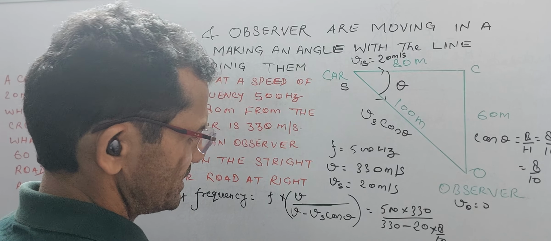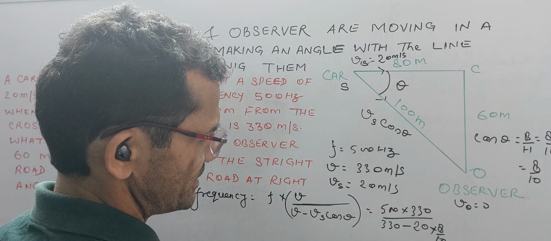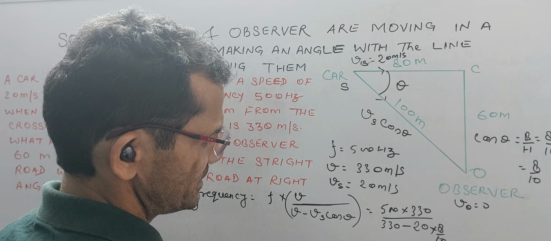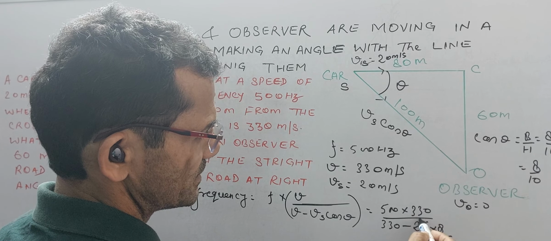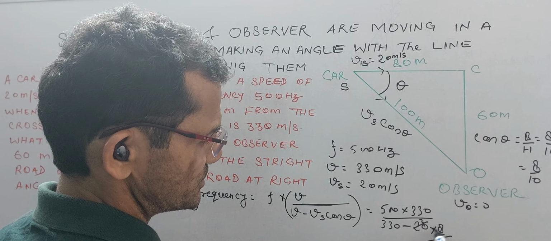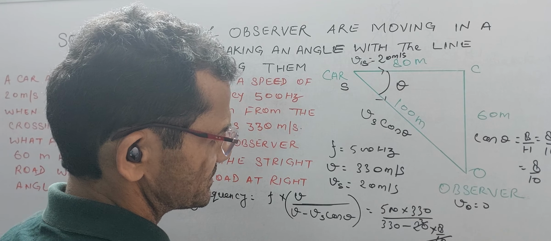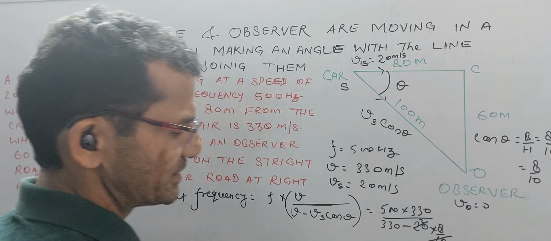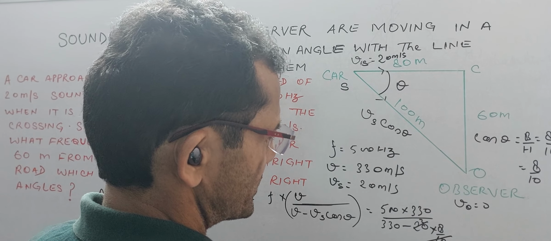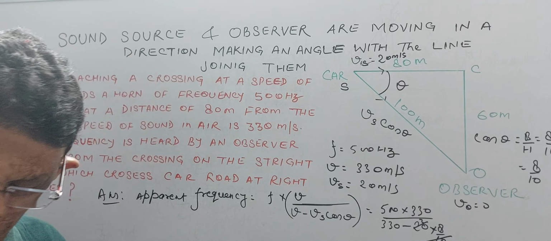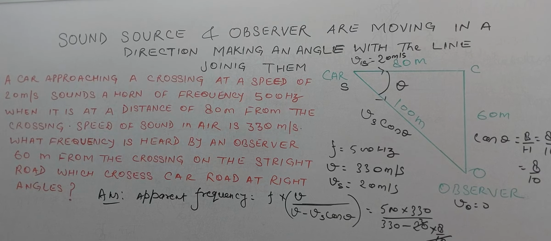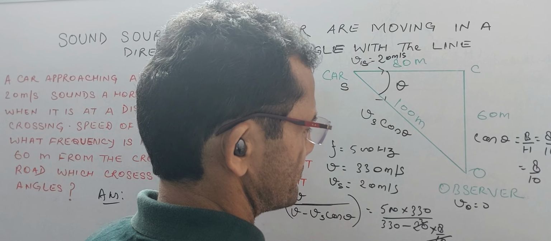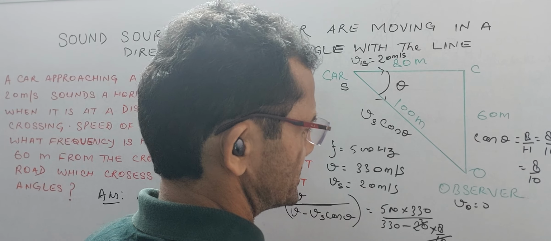After simplification, we get 500 into 330 divided by 330 minus 2 into 8, and 2 into 8 is 16. After some simple calculations, 330 minus 16 is 314, and if I multiply and calculate, this value comes out 525.5 hertz. 525.5 hertz is our answer.